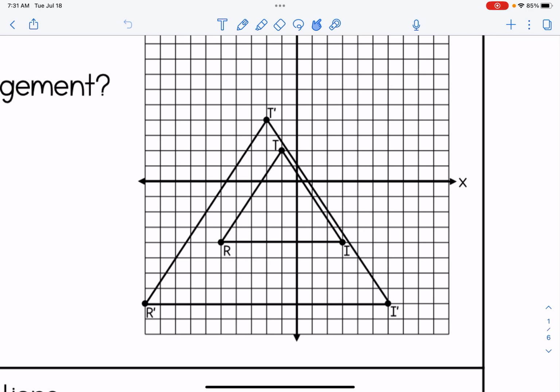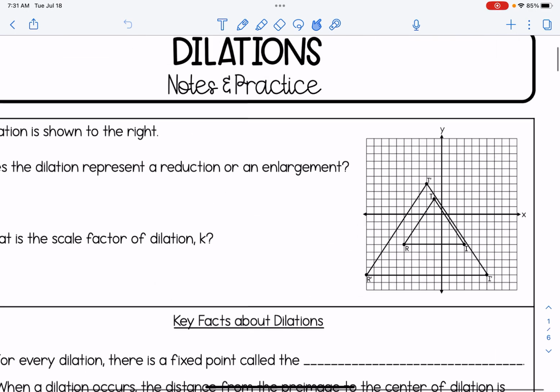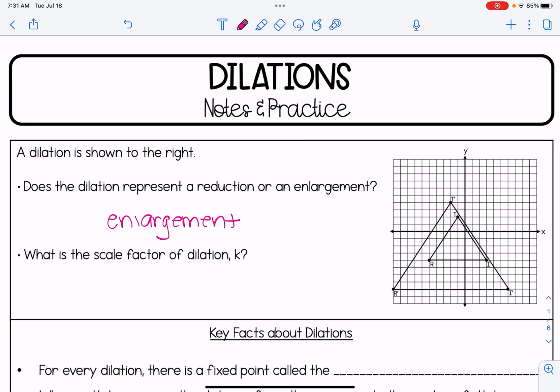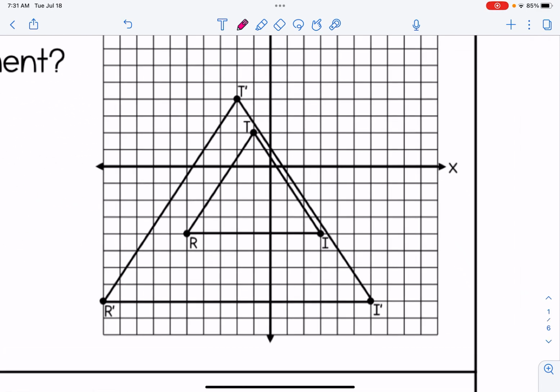We can see that the triangle got bigger, so that tells me that this is going to be an enlargement. If we saw the triangle got smaller, we would call this a reduction. Then it asks us, what's the scale factor of the dilation? K is generally the variable used to represent the scale factor. When we're trying to find the scale factor, we're trying to figure out what we were multiplying by to get the actual image here.